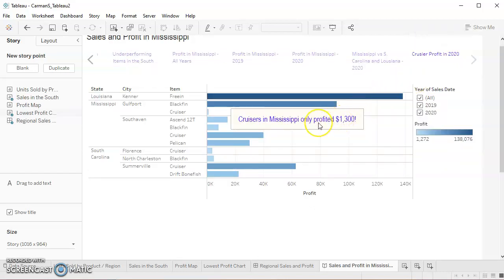And then finally, I have the Cruisers in Mississippi from before, which only profited $1,300, which is not a lot. So in a situation like this, it might be wise to stop selling that product, or even stop selling in that city, or even just not sell overall in Mississippi. Those are some options to make profits more positive.